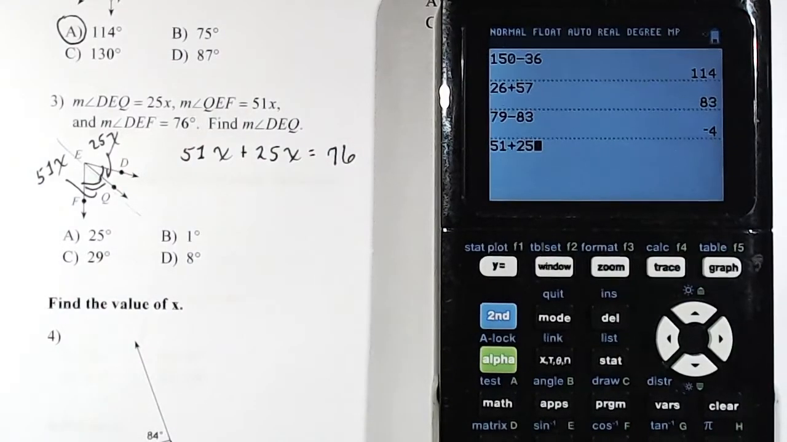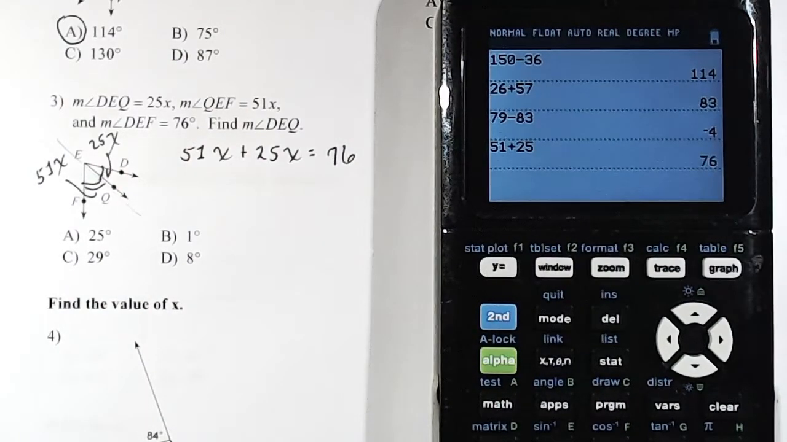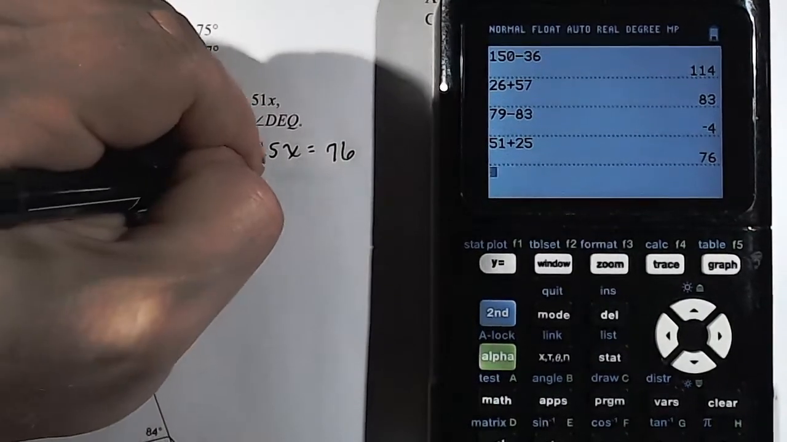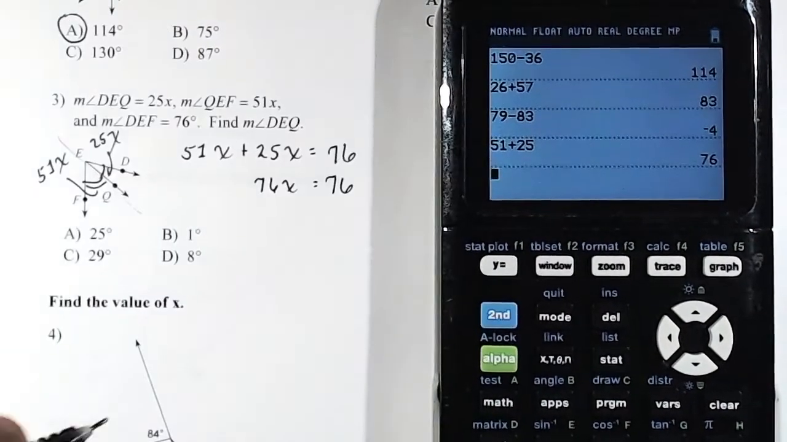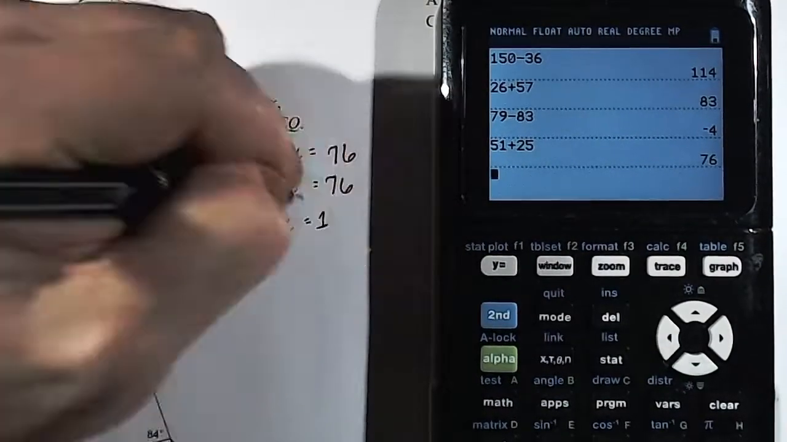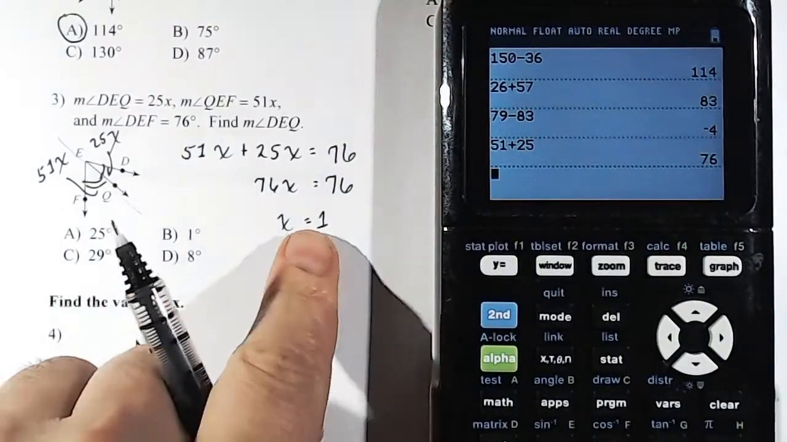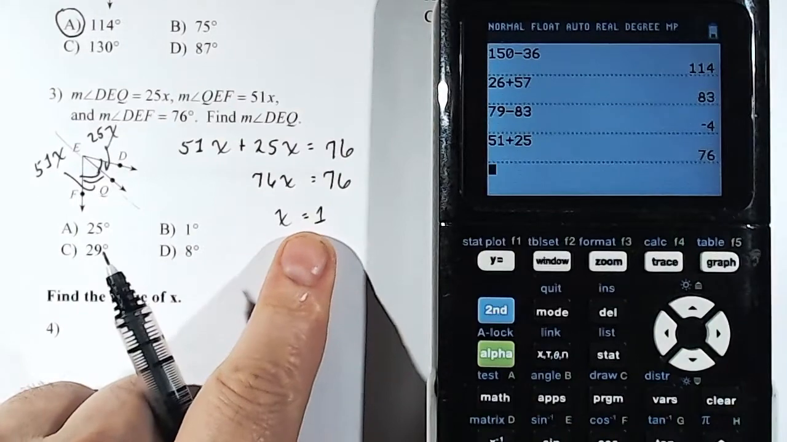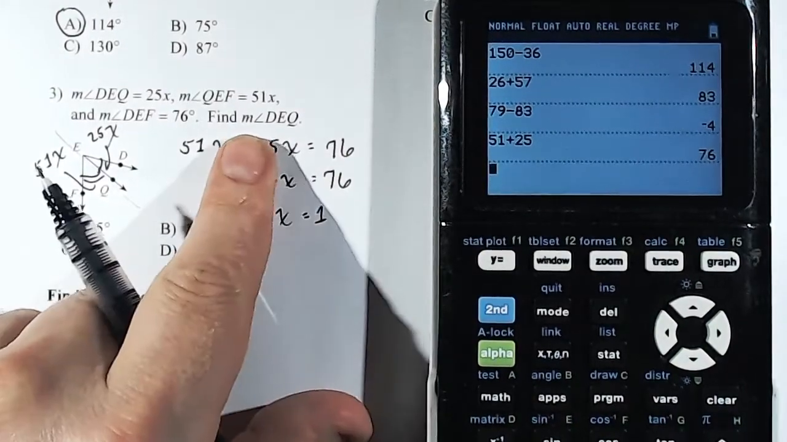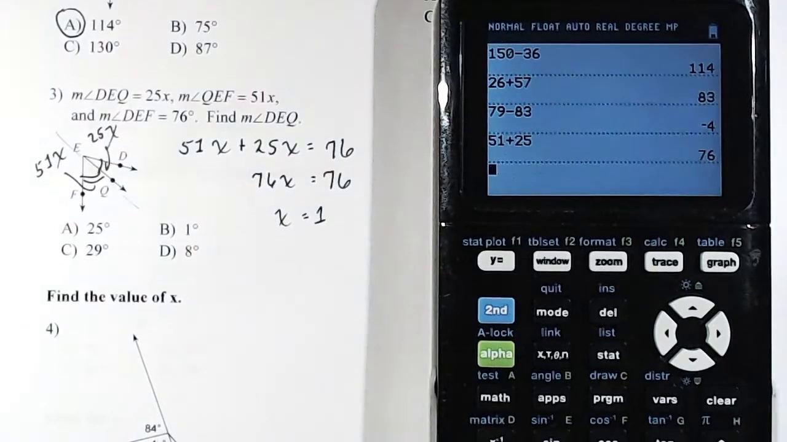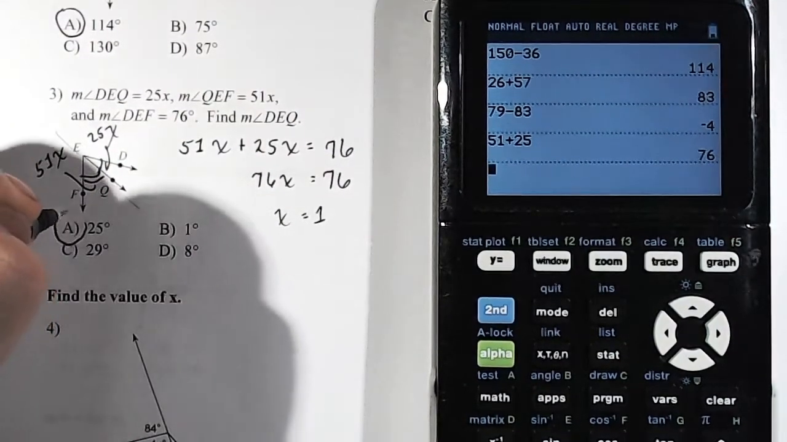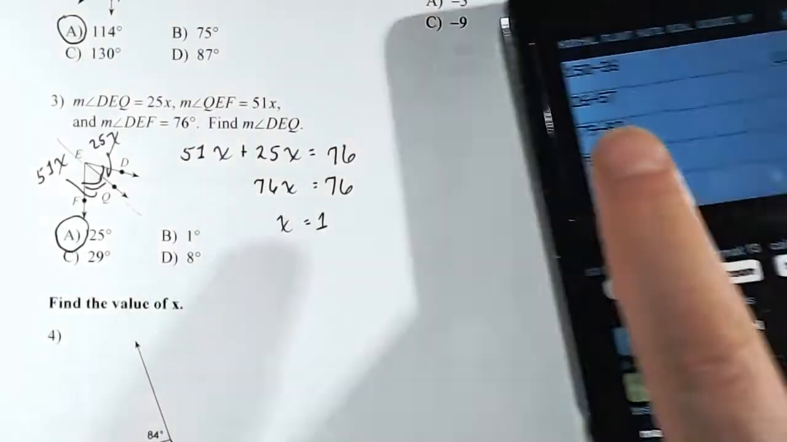51 plus 25 is 76. So we have 76x equals 76. X equals 1. So we found x. Now we need to plug this in to find DEQ. DEQ is 25 times x, so 25 times 1 is 25. The answer is 25.